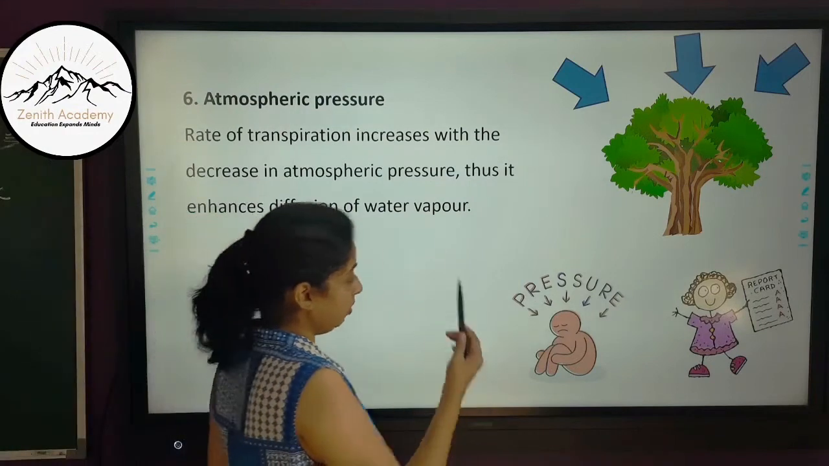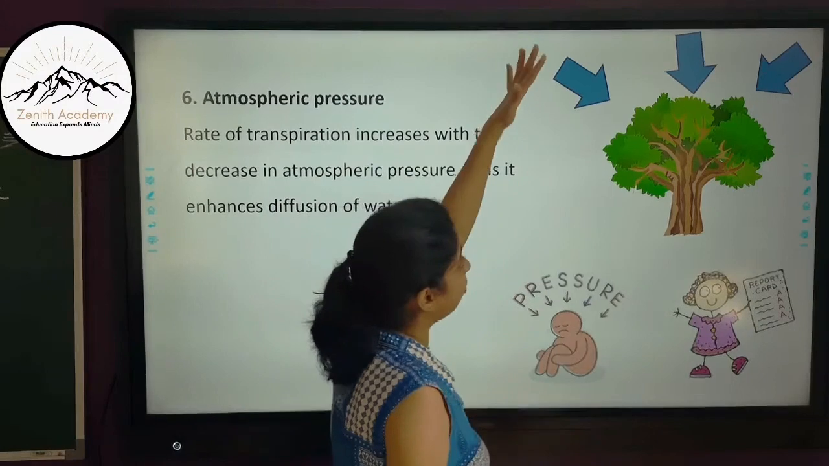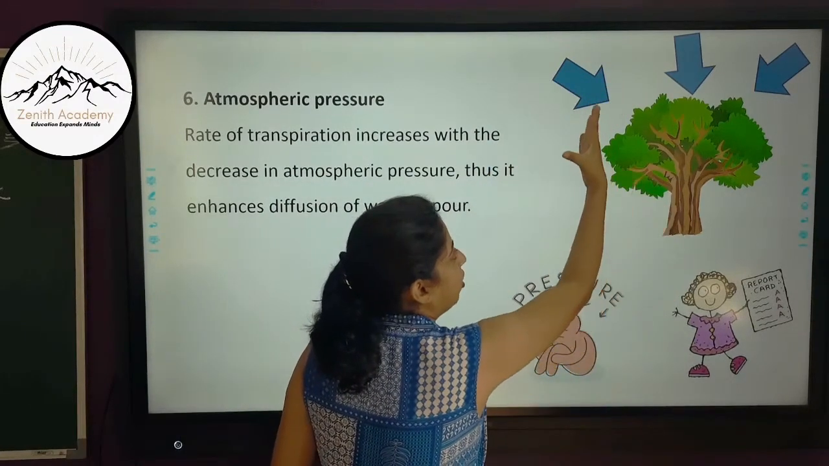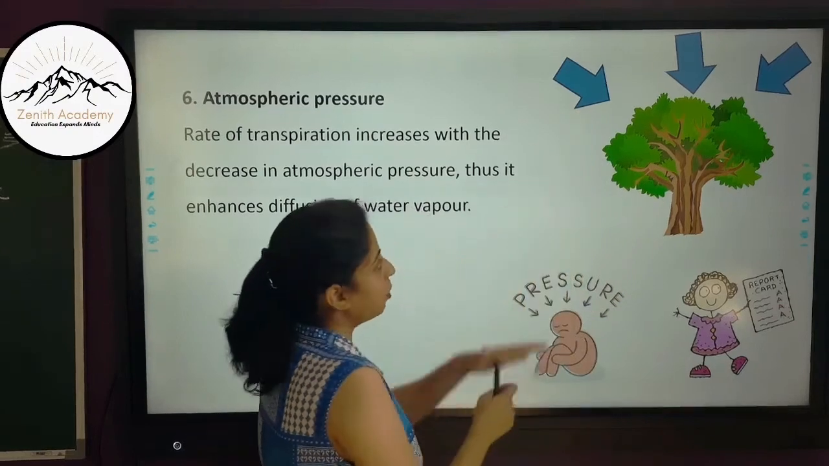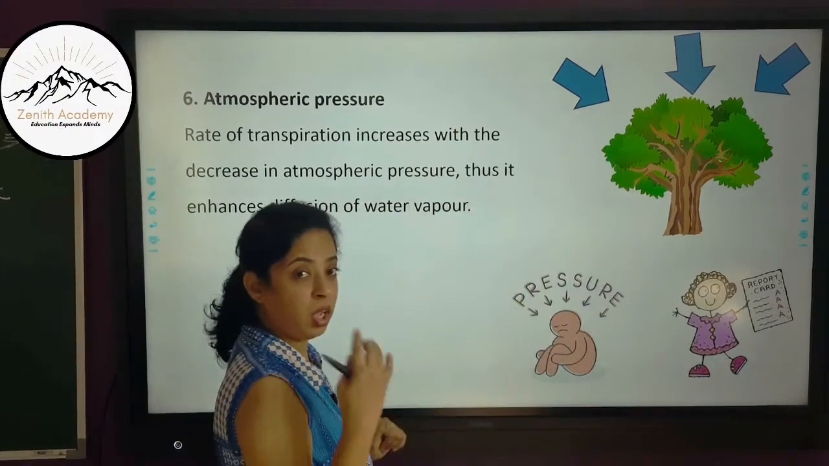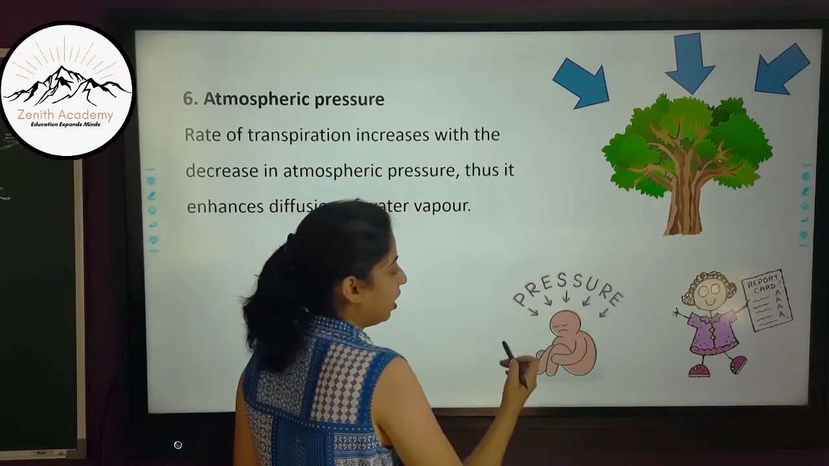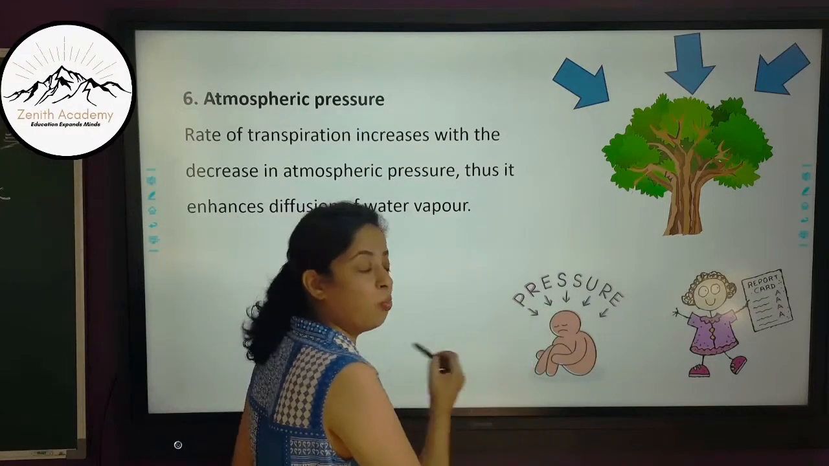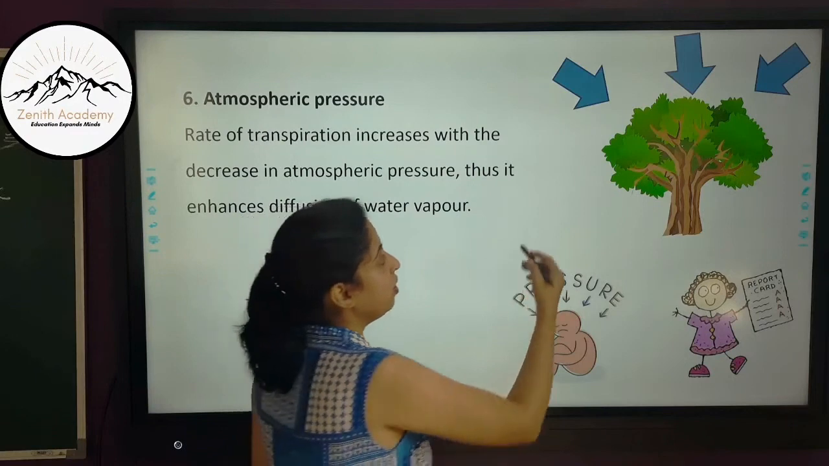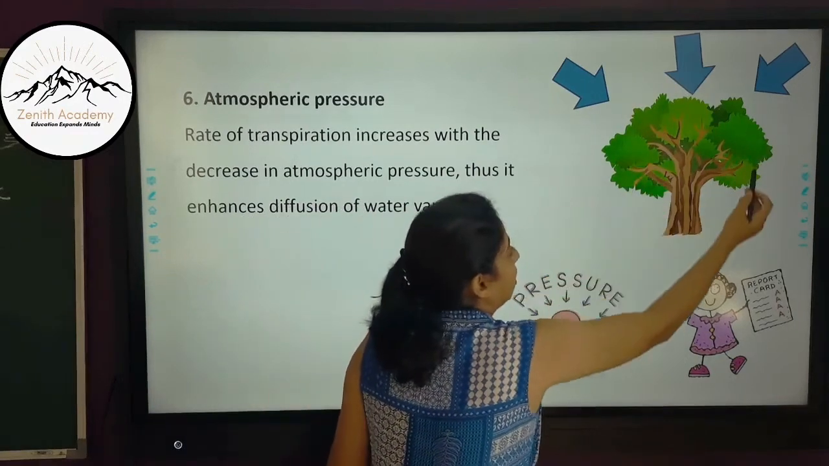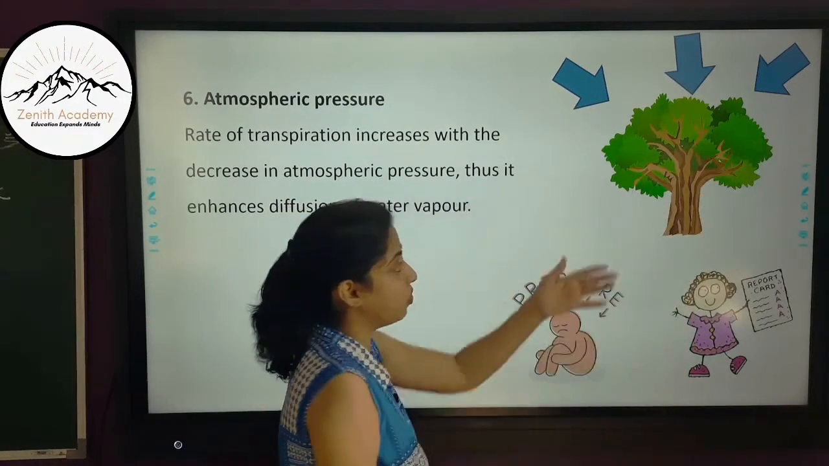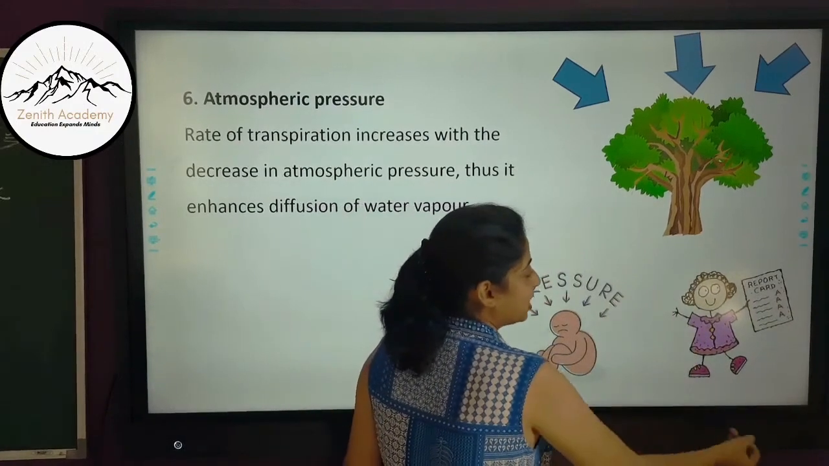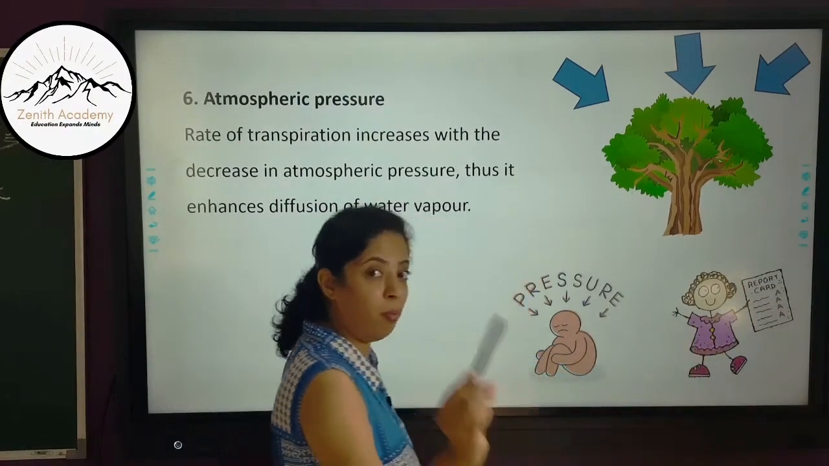Here you can see if the outward pressure is more, the water vapor will not be able to come out, because this pressure is more. You can learn it this way: if the pressure is more, students are not able to perform well. Similarly, when pressure is more, the trees will not be able to perform transpiration, whereas if pressure is less, the students are able to perform better.